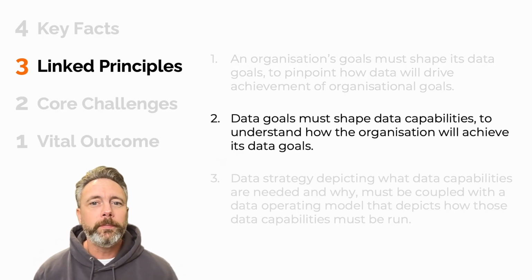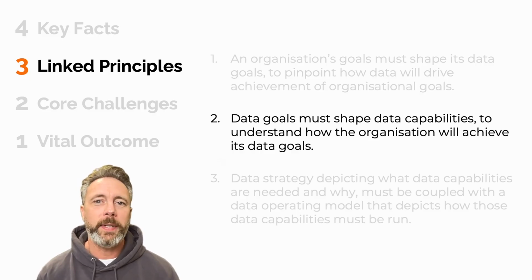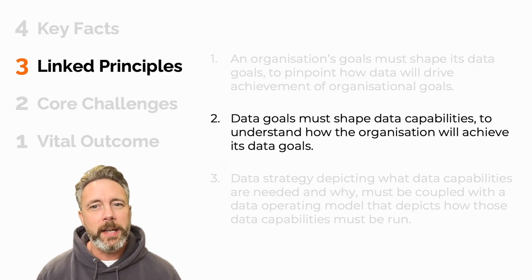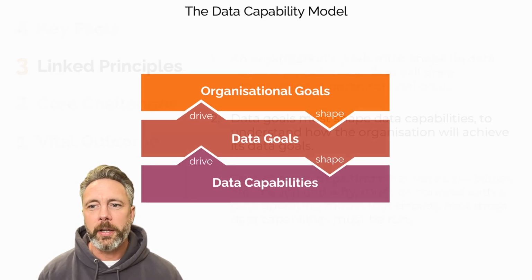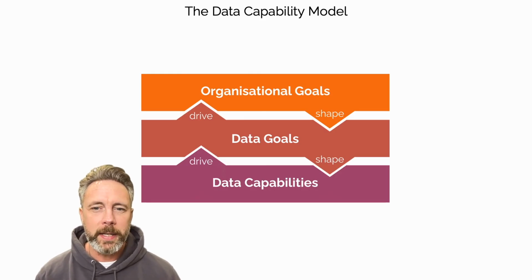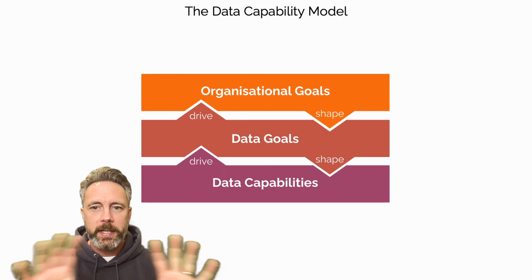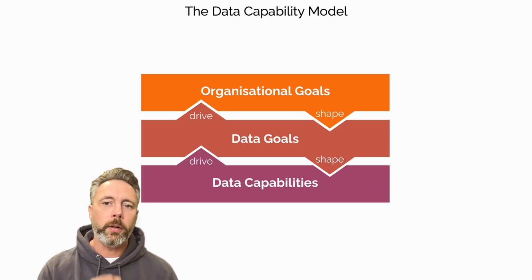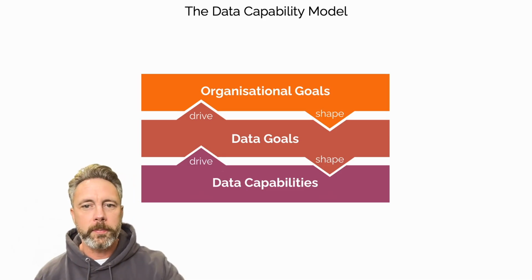Principle number 2, those data goals, they must shape data capabilities to understand how the organization will achieve its data goals. We can illustrate that really neatly by looking at this data capability model, and there you see it, right? So organizational goals, they must shape our data goals. As I said, what jobs do we need our data to do? And then those data goals, they shape what data capabilities we need to drive those data goals to achieve the organization's goals. Nice and simple.